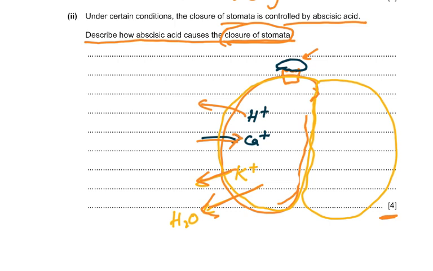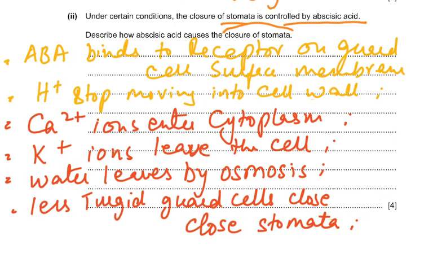So please understand this and give me all these points. Then we can look at the wordings. ABA binds to receptor on guard cell surface membrane. Be very careful to write that. H positive stops moving into cell wall, or you can say hydrogen ions, protons stop moving out of the cell.